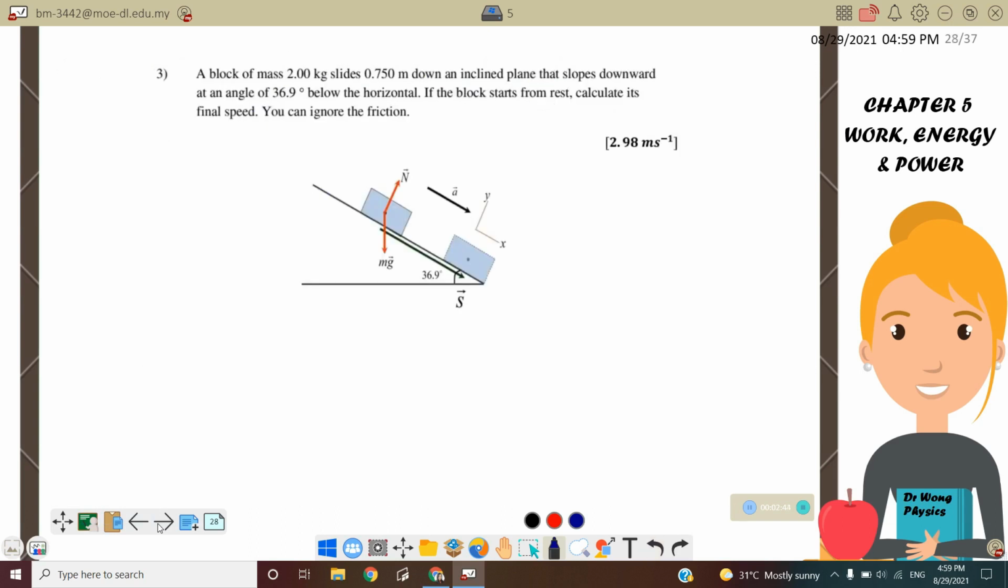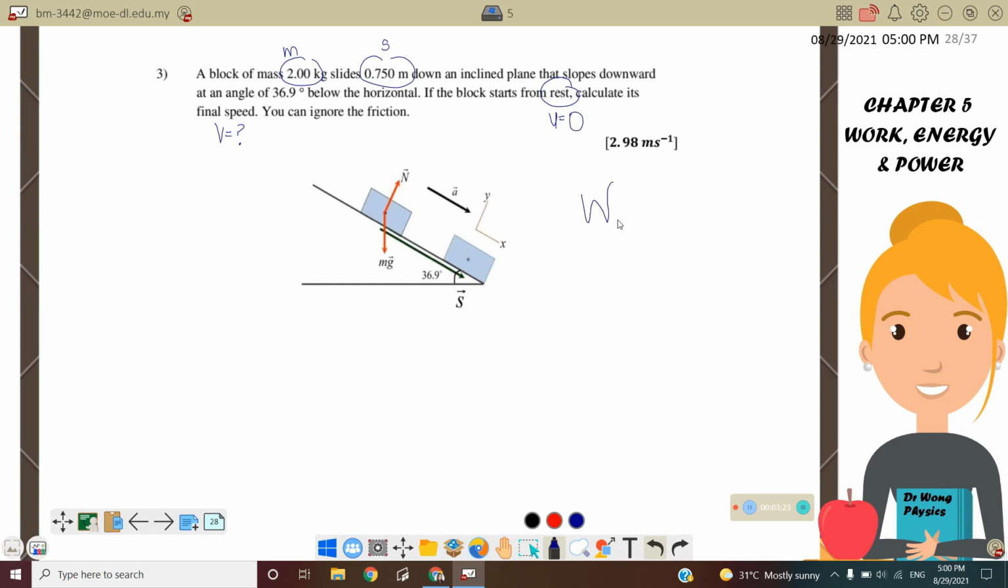Okay, next we will go to another question where the block is on an inclined plane. A block of mass m is 2 kg, slides down, so this is the displacement 0.75 meter, on an inclined plane that slopes downward at an angle of 36.9 degrees below the horizontal. If the block starts from rest, meaning that u equals 0, calculate its final velocity. We want to find v. You can ignore the friction, meaning there's no frictional force. So now we have m, we have s, and we have the initial velocity. We want to find the final velocity.